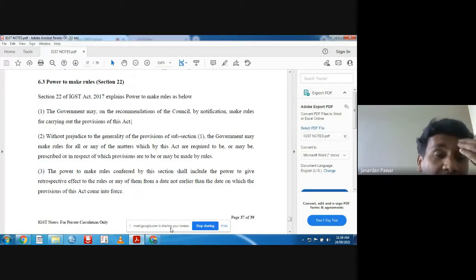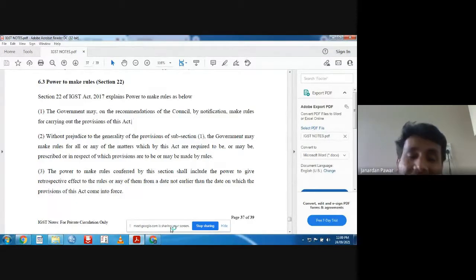But the government does not have enough knowledge of how to make those provisions, and for this particular purpose, the government of India, or central government, has created one council, and that council is called the GST Council. That particular GST Council has a right to give recommendations, and it will give recommendations from time to time to the central government. On the basis of recommendations received from that council, the government will make certain rules. So rules are made on the recommendations of the council for carrying out the provisions of this act. You guys have to understand three things here.